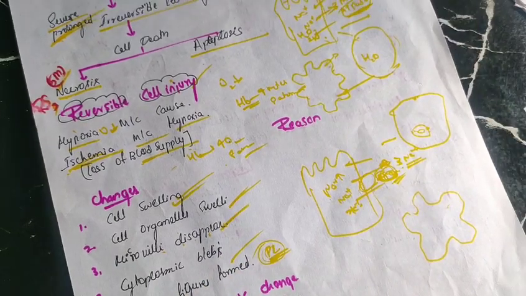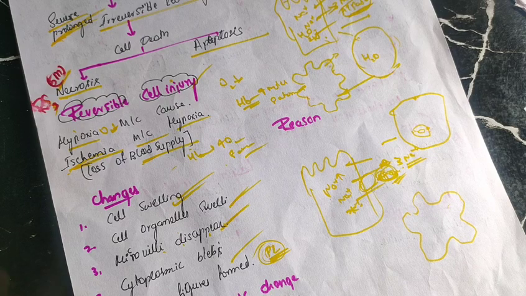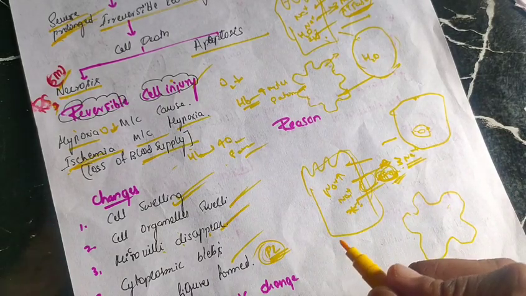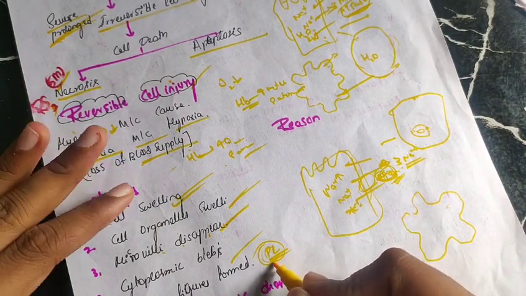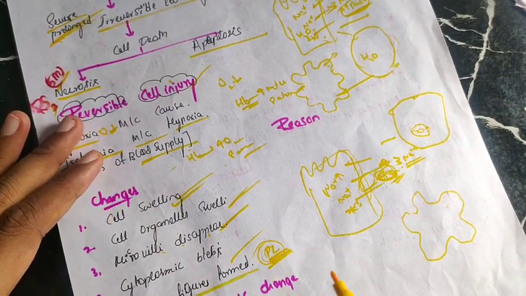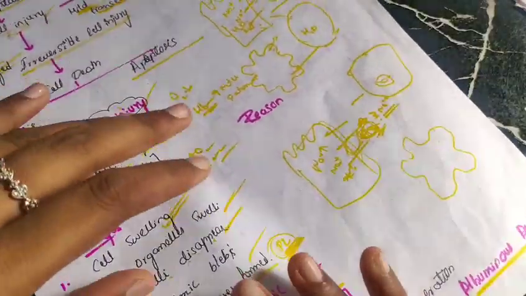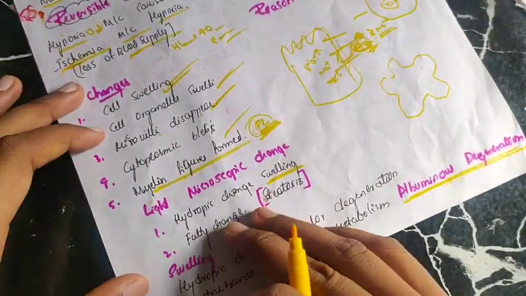And myelin figures are formed. Why are myelin figures formed? These are from the phospholipids present in the cell membrane of the mitochondria, or the normal cell membrane of the cell. These will be lost, and the components of the phospholipids form myelin figures. Myelin figures can be seen in both reversible and irreversible cell injury, but they will be present more in irreversible cell injury.